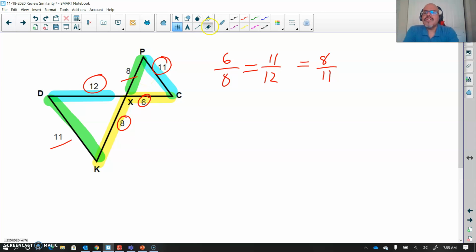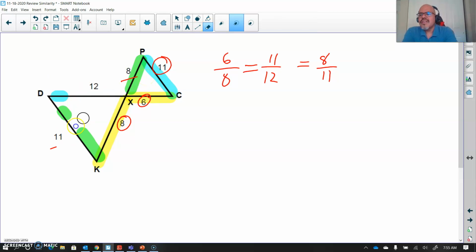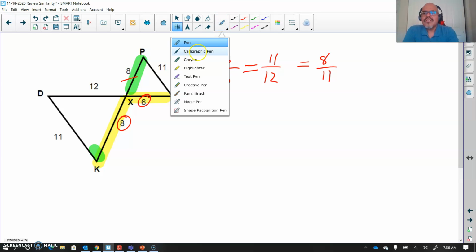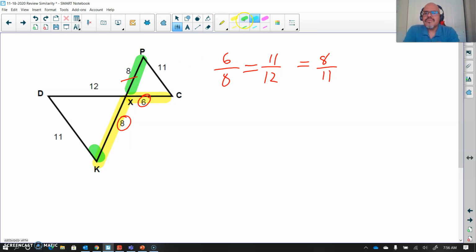I think I made one slight mistake, guys. All right, so let's do this one more time, just to make sure that they are correct. So 11 does correspond to 8, and 12 does correspond to 11, so yes. Let's go ahead and check that real quick.